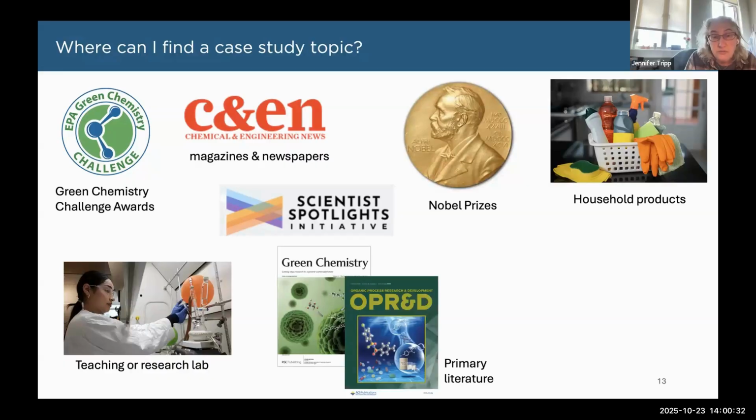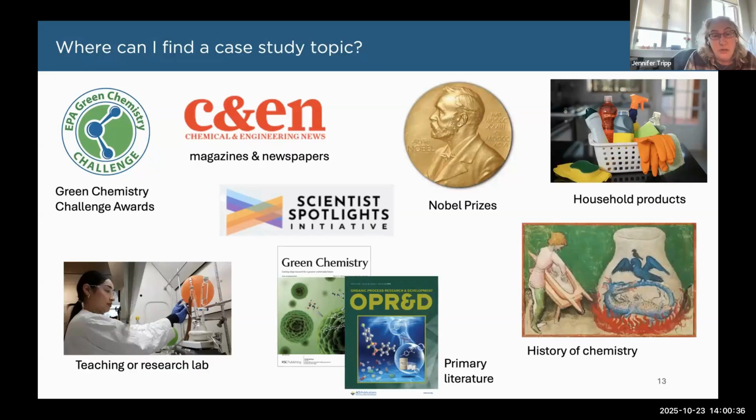The primary literature, of course, is a good spot. And the history of chemistry. Maybe you want to talk about some alchemy or whatever. The little boxes in your textbook are always a really good place for ideas as well. And maybe you're already talking about something in your class, but you just want to do it in a more formal way, or a way that lets you better assess what your students are learning about it.